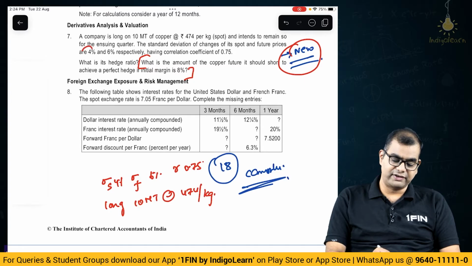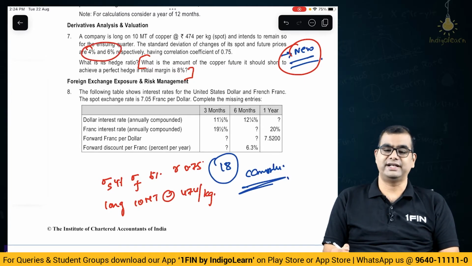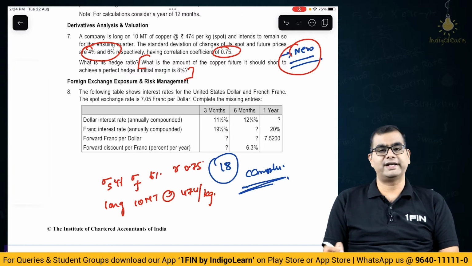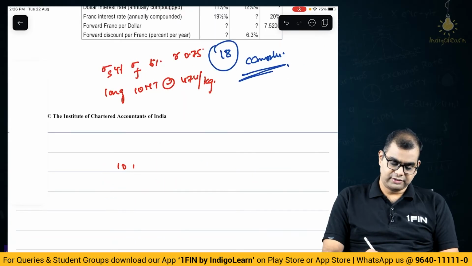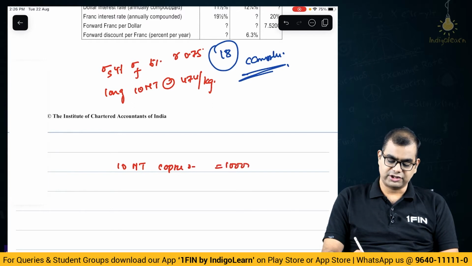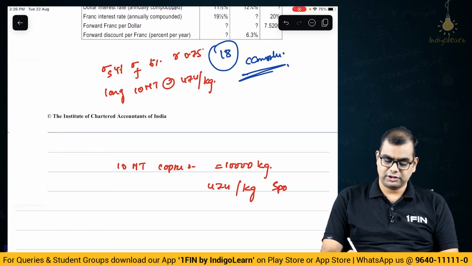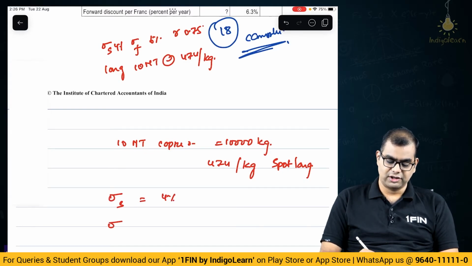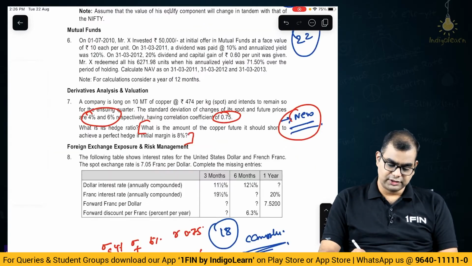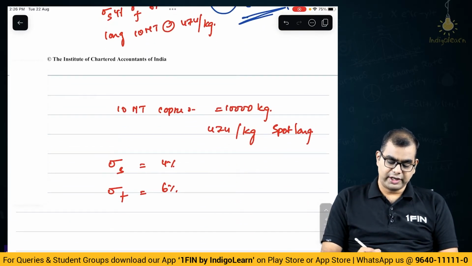Now what have they given? They have given here 4% and 6%. These are the standard deviations, and they have also said correlation coefficient of 0.75. So let us look at the numbers. They have said 10 metric ton copper, that is 10,000 kg, 474 per kg, spot long, standard deviation of spot is equal to 4%, standard deviation of future is equal to 6%. Not forward, future, my bad. And correlation is 0.75.